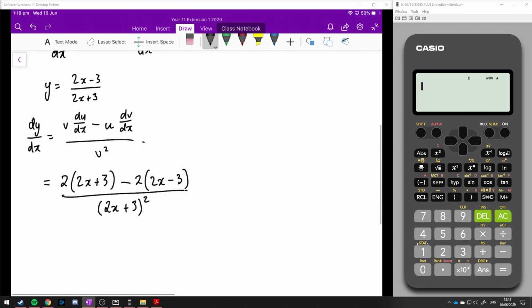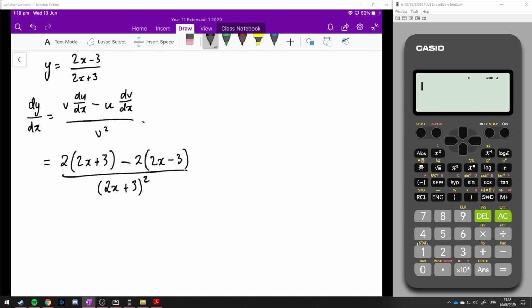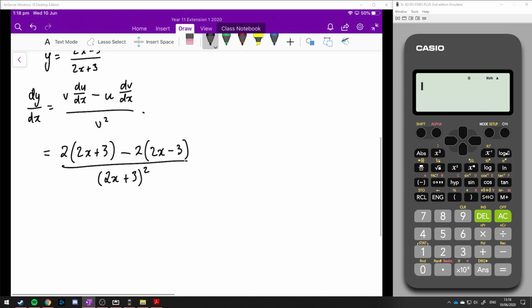Okay, just like that. Sometimes you might be asked to expand it out and leave it as a fraction. Some other times you might be asked to find zeros. If you're asked to find zeros, leave it in the fully factorized form. It's going to make it a lot easier in the long run. So expanding this out, we're going to get 2 times 2x is equal to 4x plus 6 minus 4x plus 6 again, and that's going to be all over 2x plus 3 all squared.